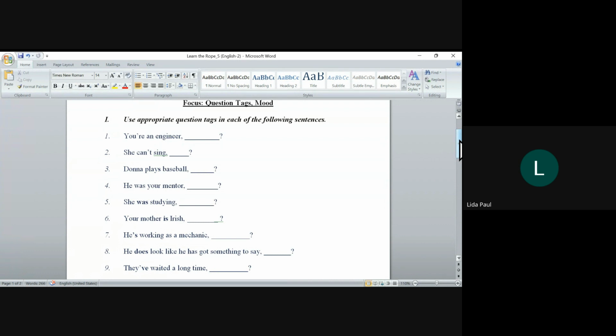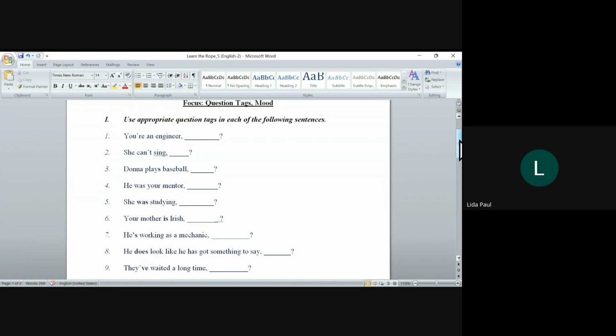Now this one has a main verb, right? Plays. It doesn't have an auxiliary. So: Donna plays baseball, doesn't she? Now Donna is singular, so you'll use does, and it has to be negative because the sentence is positive, hence doesn't she.